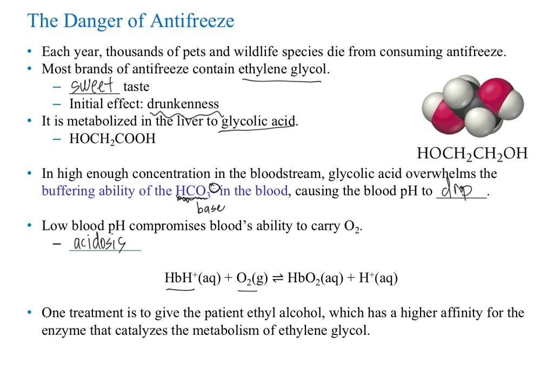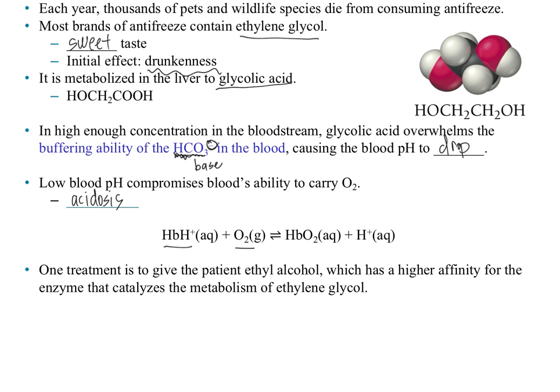And one way to solve this problem is to give the patient ethanol, or ethyl alcohol, which can basically bind to an enzyme that catalyzes the ethylene glycol. So it basically prevents that from forming into glycolic acid. So we've got a little bit of kinetics in here, as well as some intermolecular forces, as well as equilibrium.